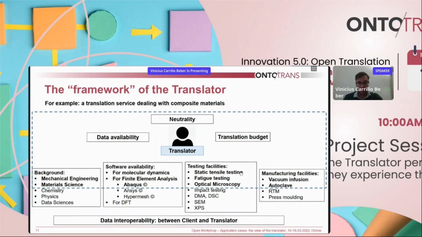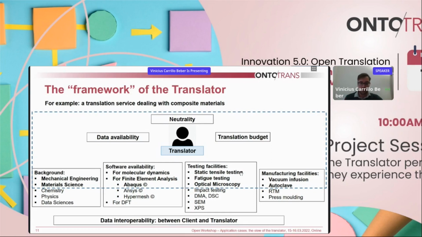And let's say the framework of the translator, for instance, if we are talking about a translation service dealing with composite materials, right? From the translator perspective, there are a lot of limiting factors: the data availability, the neutrality, and the translation budget, because there is a lot of budget involved. So depending on the budget available for the translation, you can offer different types of solutions.